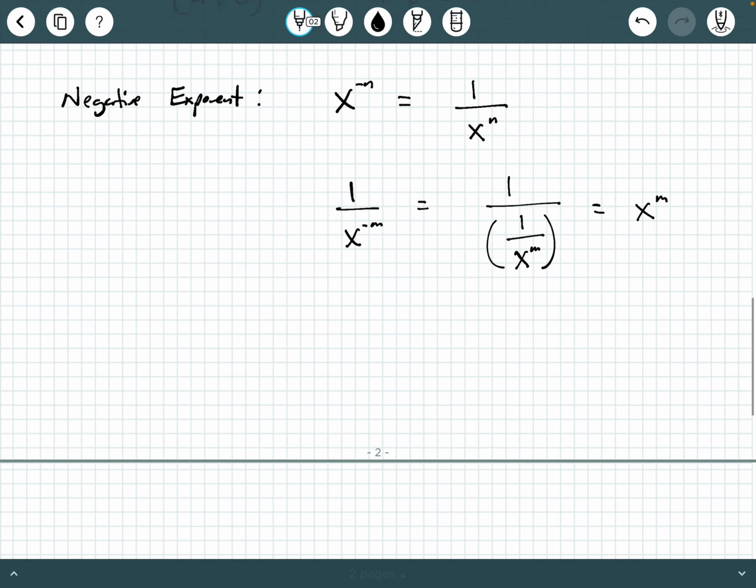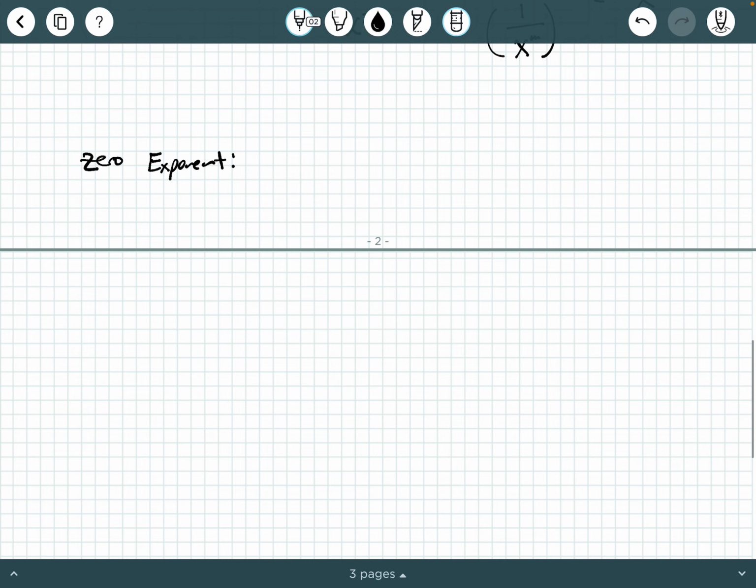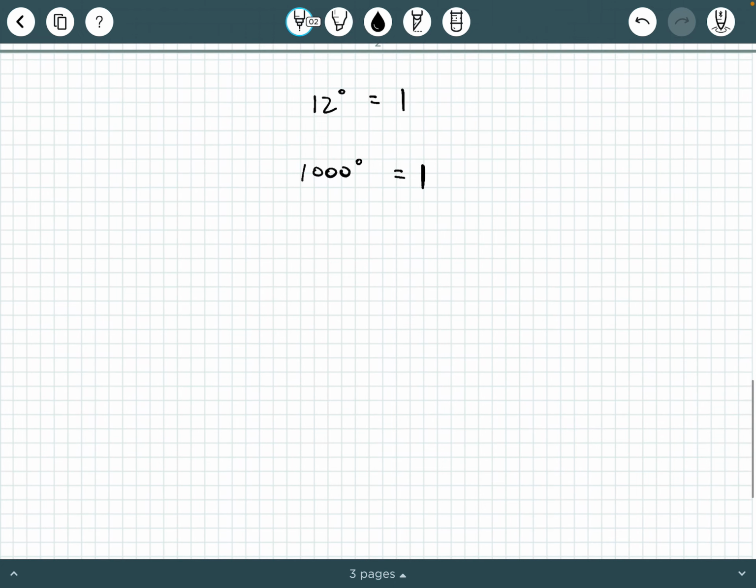All right, moving on. What about a zero exponent? Whenever you have a zero exponent, anything raised to the zero power is 1. So if you have something raised to the zero power, it's 1. If you have 12 to the zero power, it's 1. If you have 1,000 to the zero power, it's 1. Anything raised to the zero power is equal to the number 1. Next, we have quotient of powers.